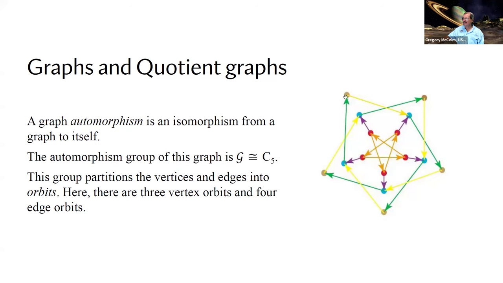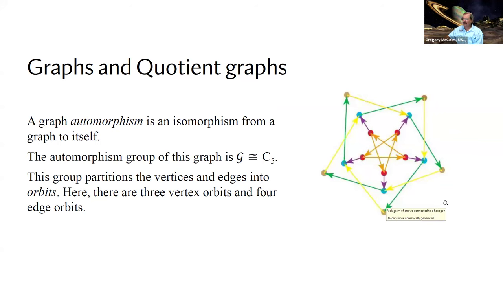That means that there is an automorphism that maps this green edge to this green edge, but there is no automorphism that maps this green edge to this blue edge. So, this green edge to this yellow edge. There's no such automorphism that does that.